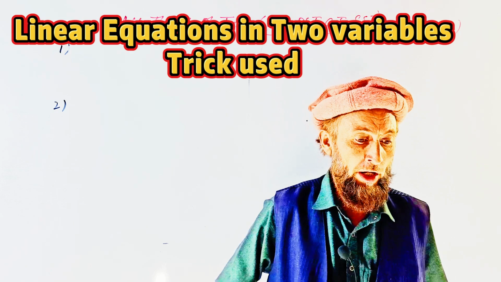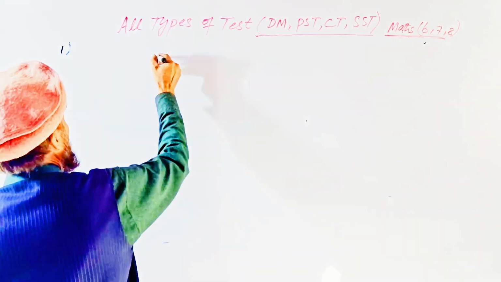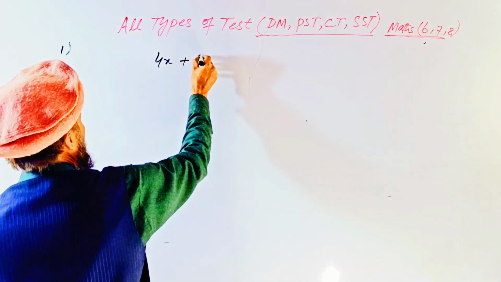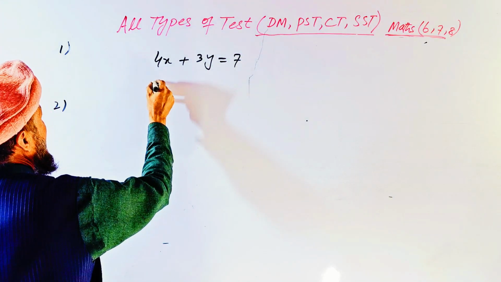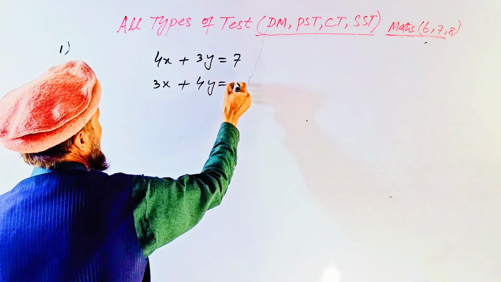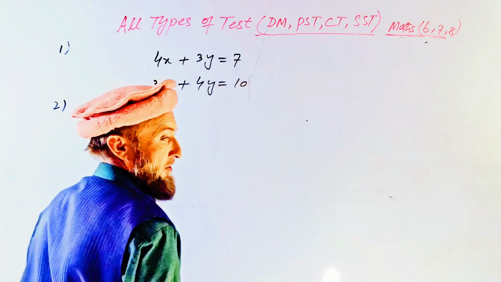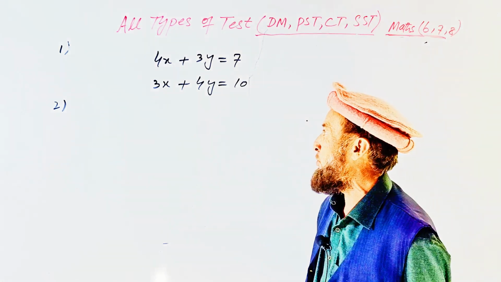Look here, 4x plus 3y is equal to 7, and 3x plus 4y is equal to 10. How do we calculate the value of x and y in just 2 seconds?